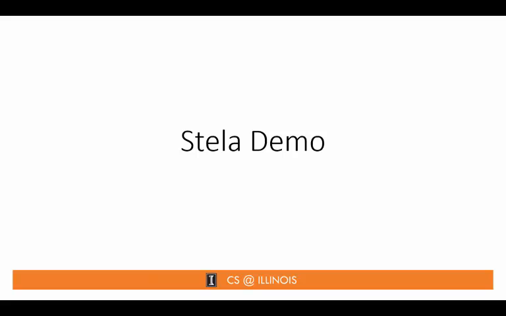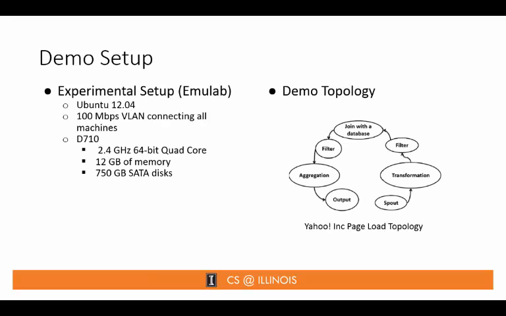In this demo, I will demonstrate how Stela enables Apache Storm to perform efficient scale-in and scale-out operations. This demo is conducted using 9 machines in Emulab. The first machine runs Nimbus and Zookeeper, while the other 8 machines are used as worker nodes. The hardware specifications are listed on the slide. The demo topology we use is based off of Yahoo's page load topology.